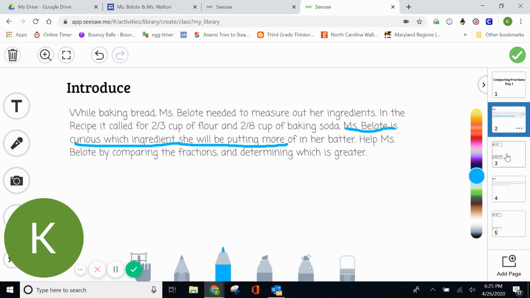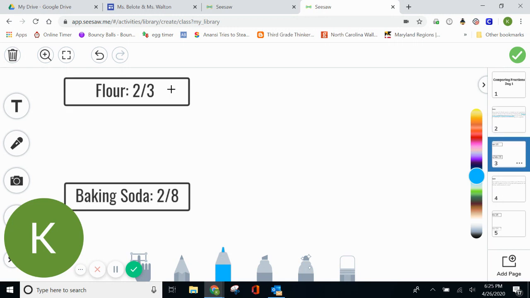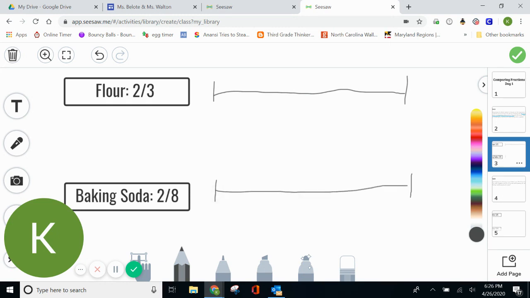Let's break this word problem down. I know that I have 2/3 cup of flour and a 2/8 cup of baking soda. If I'm not sure how to compare these fractions with the same numerator but different denominators, I'm going to start by drawing a number line. I'm choosing a number line because I think it's easier for me to make sure my models are exactly aligned. When I draw my number line for each one, I need to make sure they're the same size. Otherwise, my comparison is not going to work out.